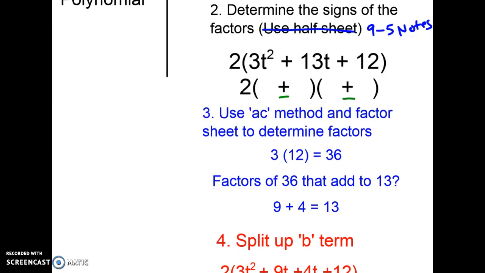So, number 3 would be use the AC method. So we're just using the expression inside the parentheses. 3 times 12 would be 36, and then we have to find factors of 36 that add up to 13. And we get 9 plus 4.